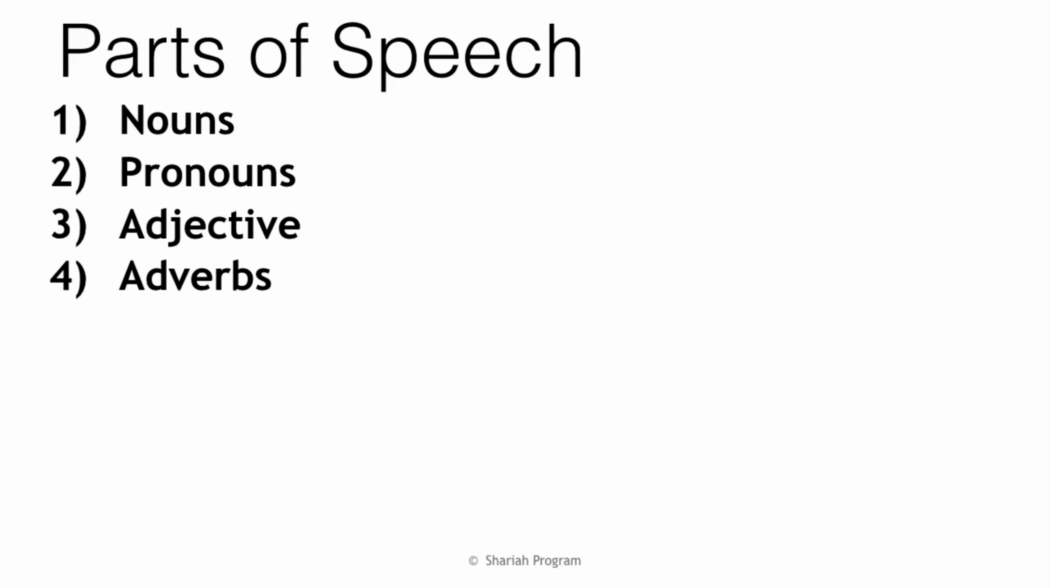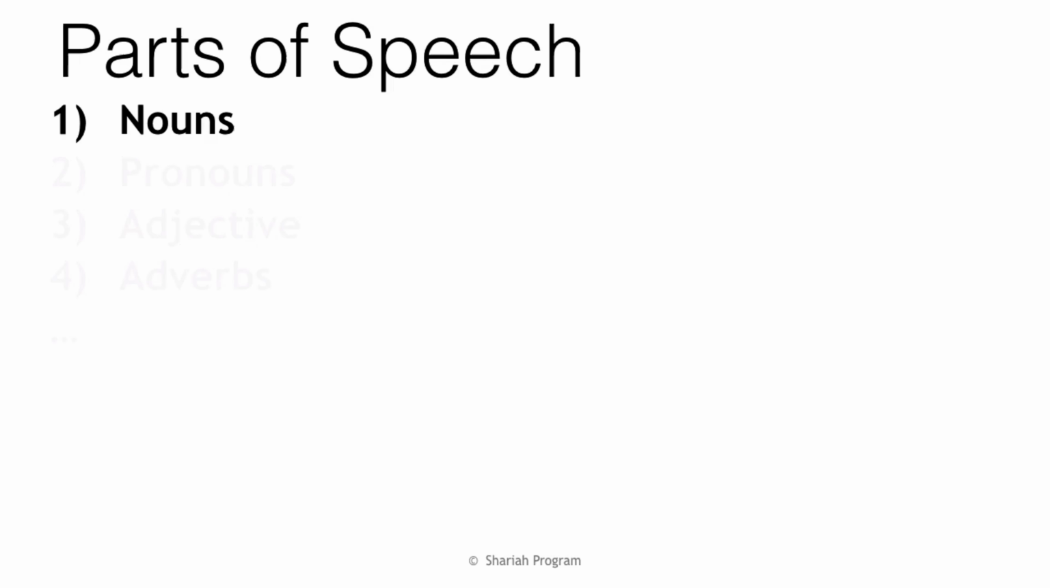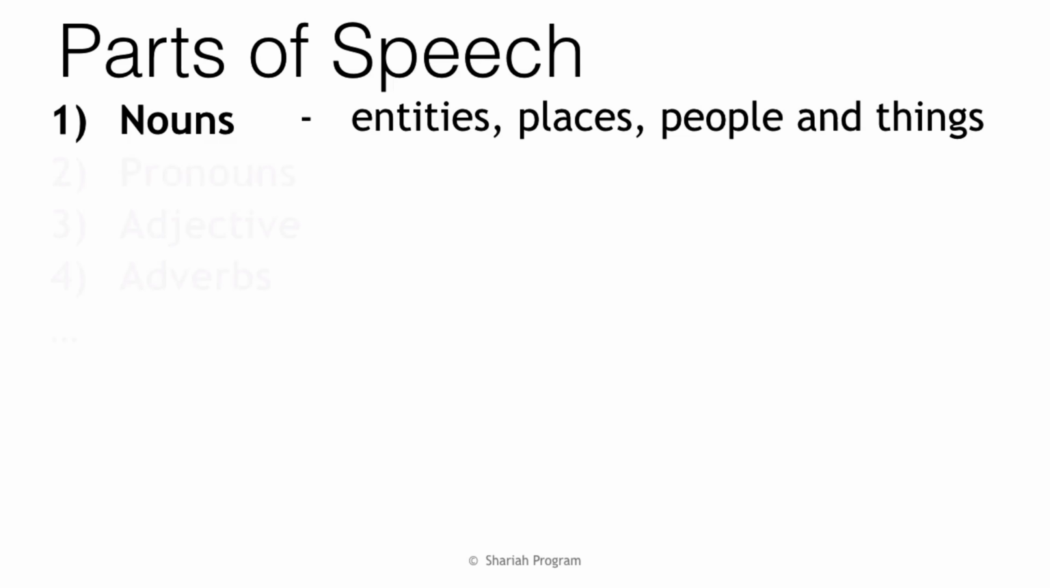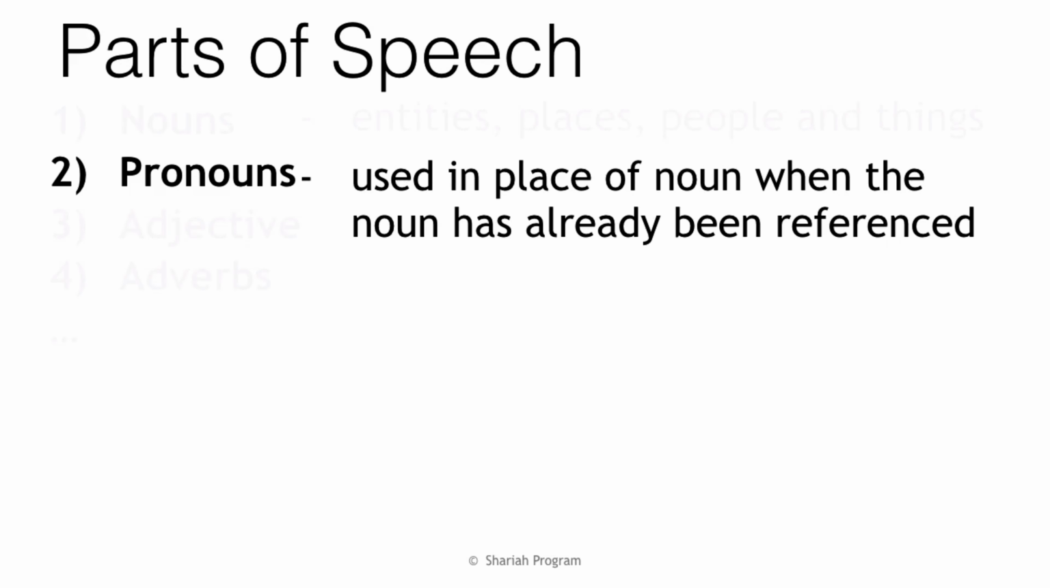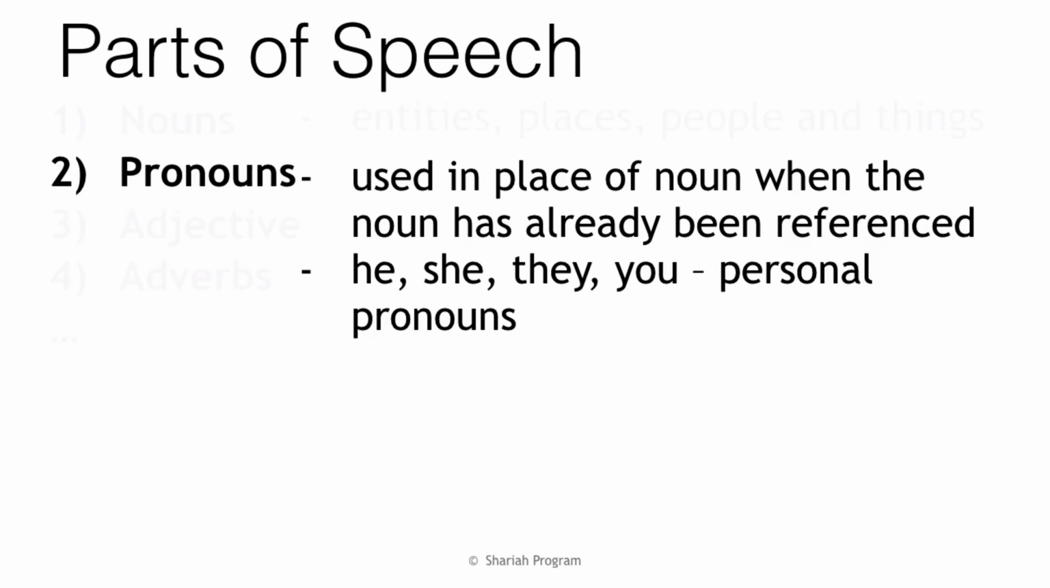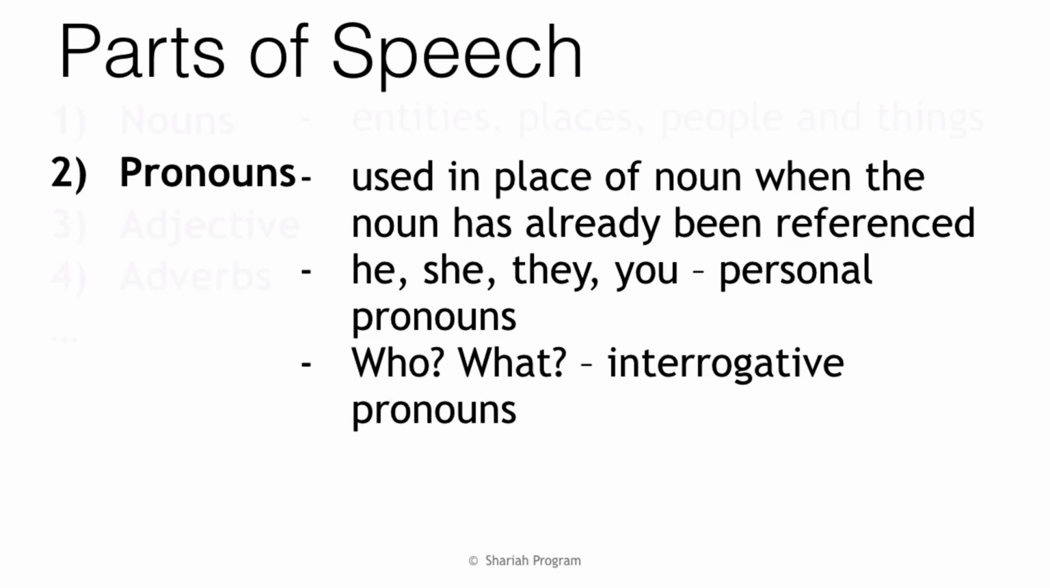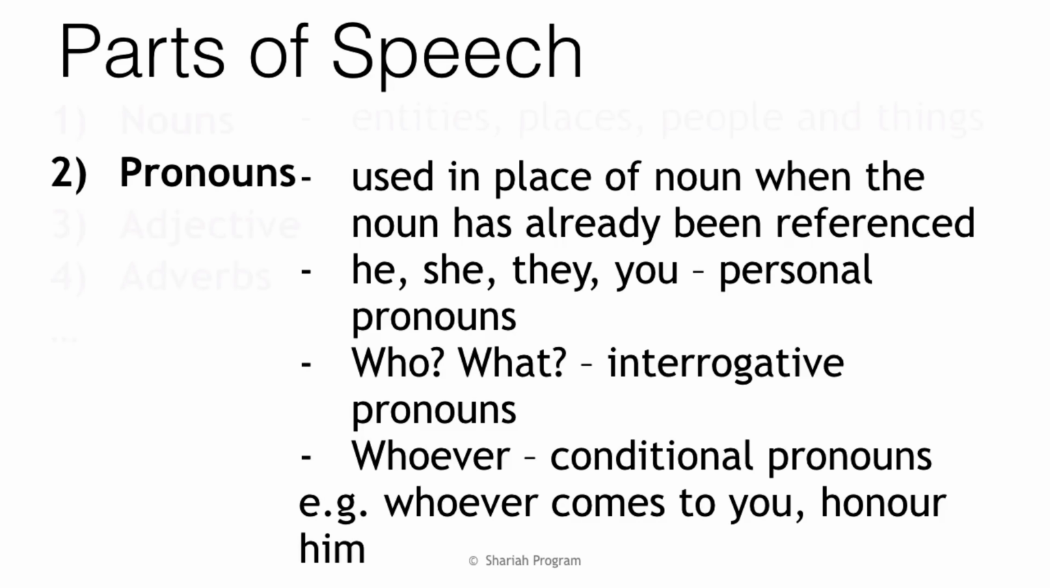So we have nouns, pronouns, adjectives, and adverbs. So very briefly, what are they? A noun is the part of speech which is like entities, places, people, things, objects, concepts. Pronouns are smaller words that are used in place of the noun when the noun has already been mentioned. There's various kinds of pronouns like he, she, they, you, which we call personal pronouns. And then there's pronouns that are used to introduce questions like who and what, and they're called interrogative pronouns. And then there's other pronouns that create conditional statements like whoever comes to you, honor him. So we call them conditional pronouns.